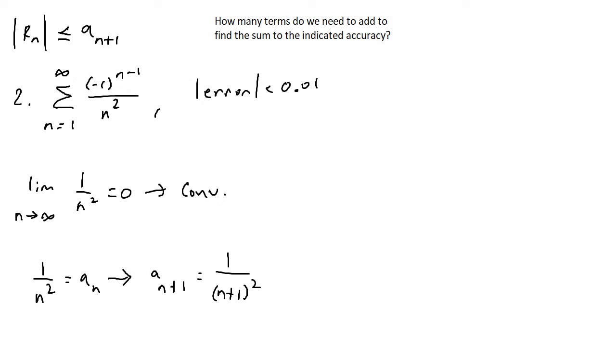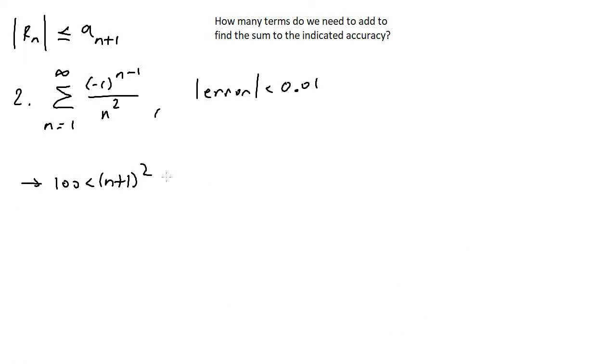Now what we do is we take what we have for a sub n plus 1, and we set it less than 0.01 because that is our desired error bound here. So 1 over n plus 1 squared must be less than 0.01, whatever we plug in for n. I can switch the places of n plus 1 squared and 1 over 100. So we get 1 over 0.01 must be less than n plus 1 squared. 1 over 1 over 100 is basically 100, so 100 must be less than n plus 1 squared.